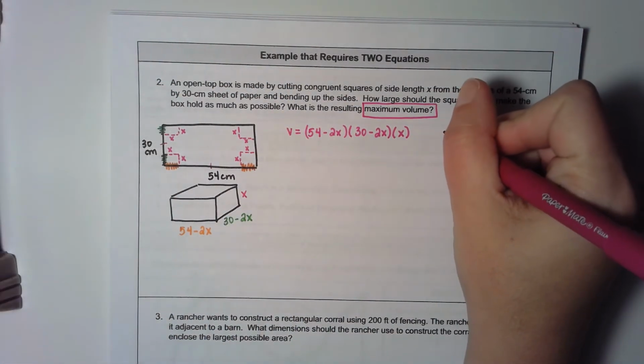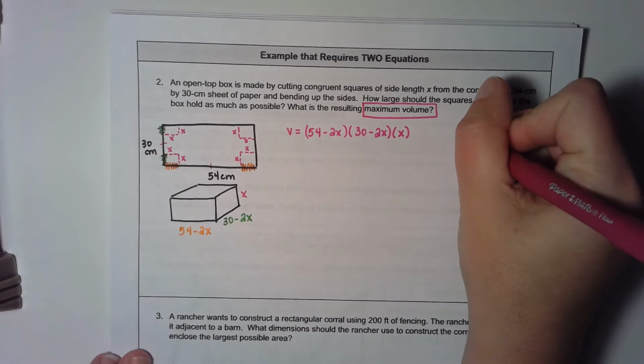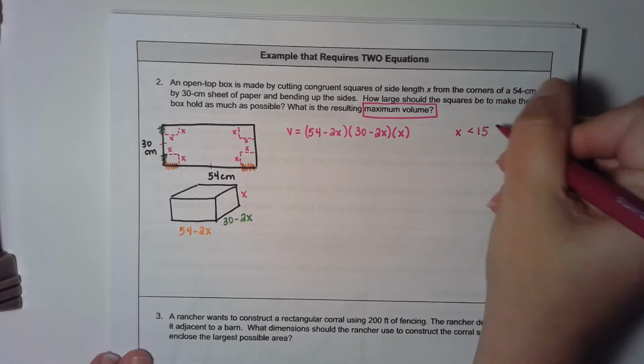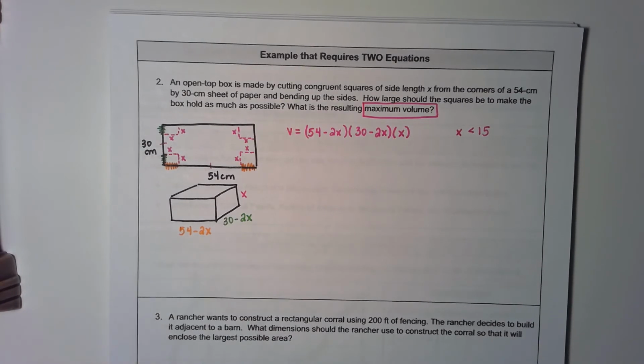So that's kind of the second equation we have here. X has to be less than 15. It also has to be less than 27. It's just that 15 is more restrictive, so we have to stay within the 15, because otherwise you're just not going to have enough paper to cut out anything bigger than a 15 centimeter square.